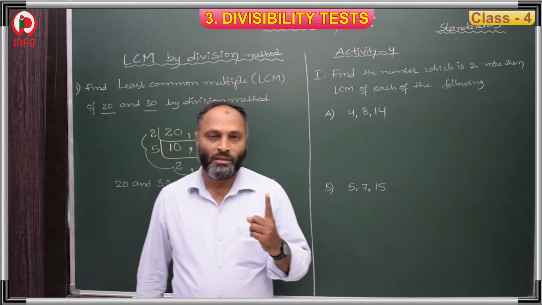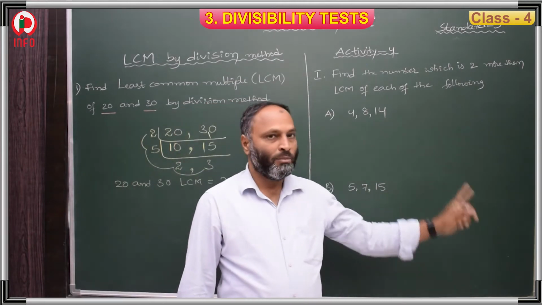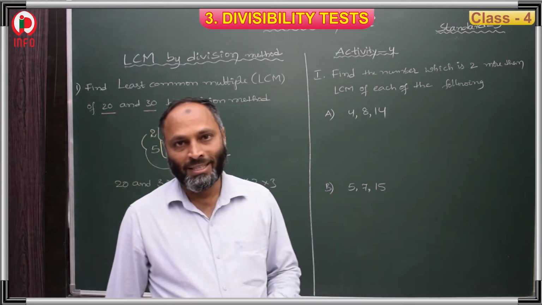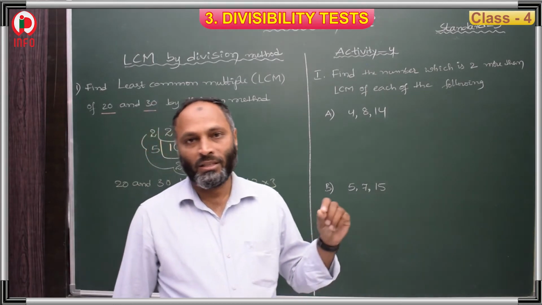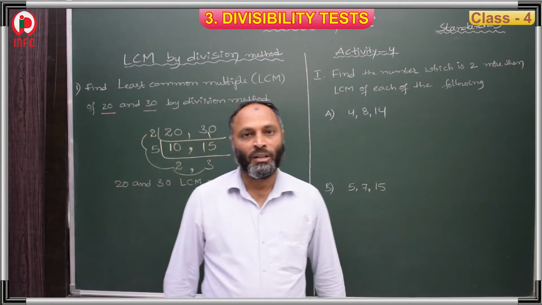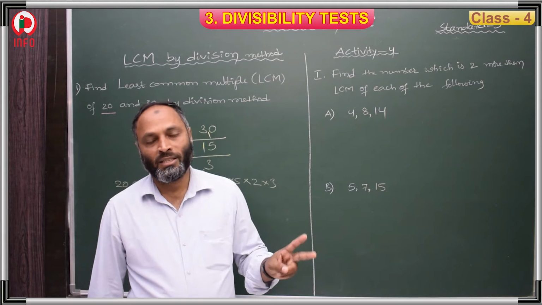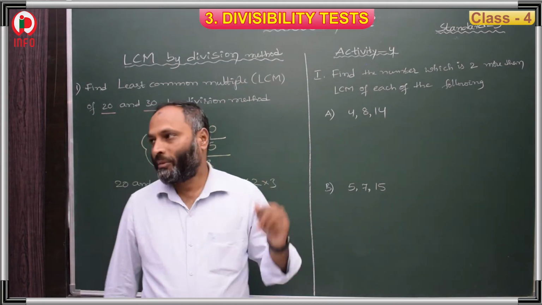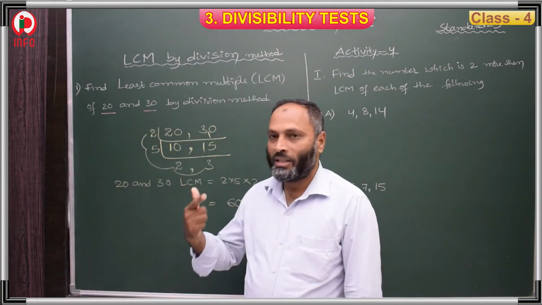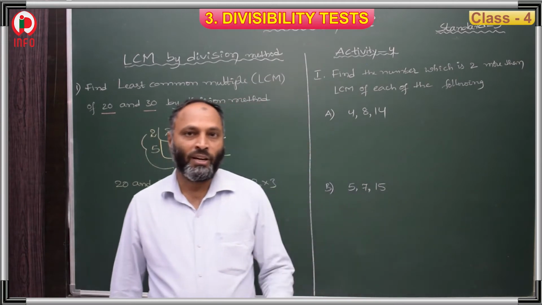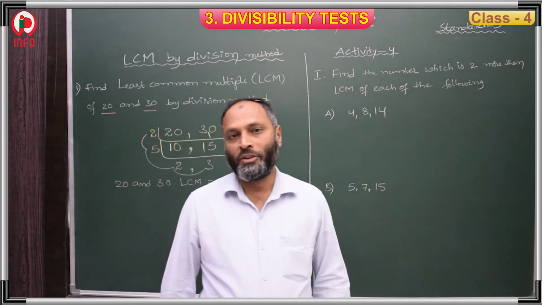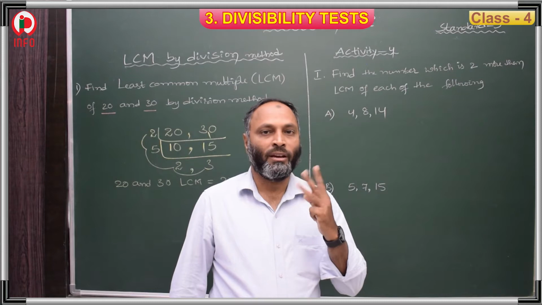So one method is, first we have to write the multiples of all. Whatever the least multiple is common in all, that is the least common multiple. The second one is the division method. And the third is the prime factorization method. These three methods we have.